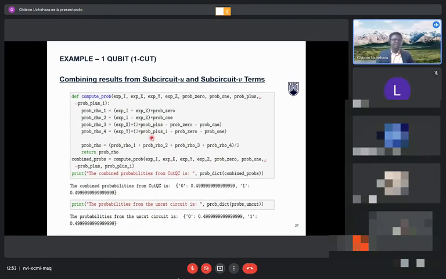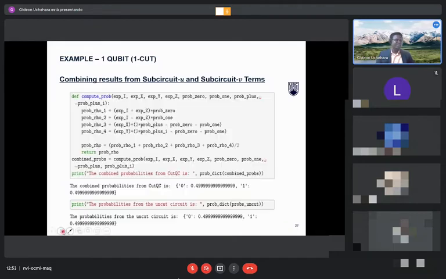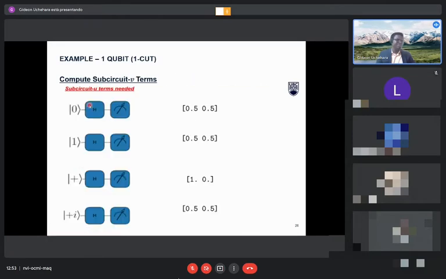Now, the next thing is how do we combine this result? And this is the way we combine the result. It's just simply applying this equation to it. In this case, we already computed the expectation value for I, x, y, and z. And we got the probability outcome for the different initializations. So recall that this initialization gave us this probability outcome. This initialization gave us this probability outcome, and so on and so forth.